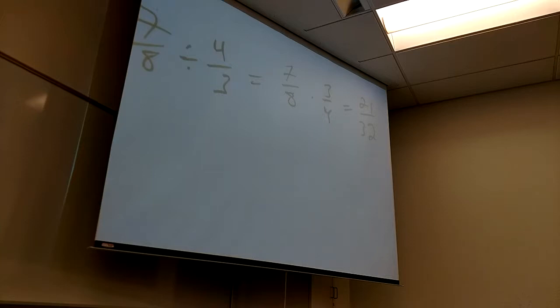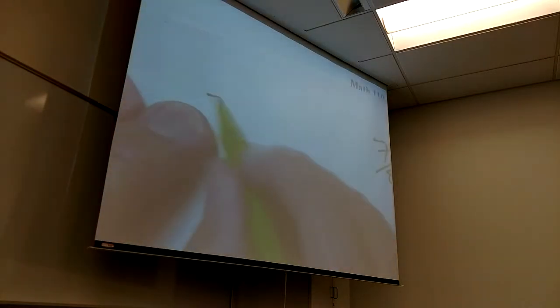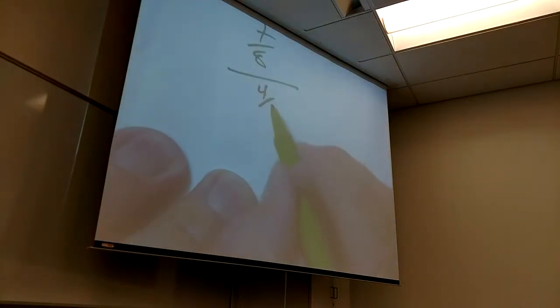But this, let me see if you guys are with me on this. This is something you don't see very often, but it's important to see it. 7/8 divided by 4/3. I could write it like this, although I don't blame you that you don't. Can you write it like this? Of course you could. Now what's bad about that? That's like fracception, right? There's a fraction inside of a fraction, right? That sucks so bad.